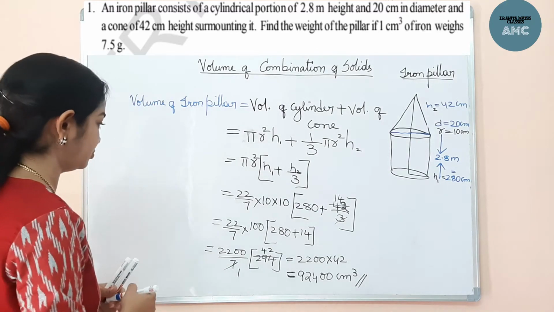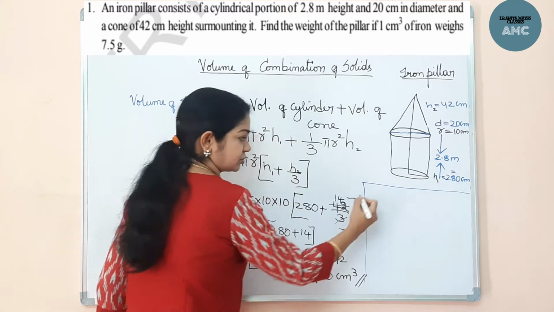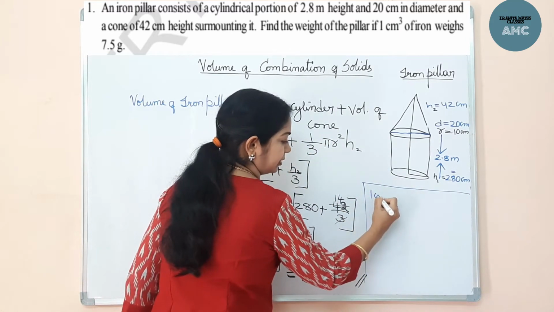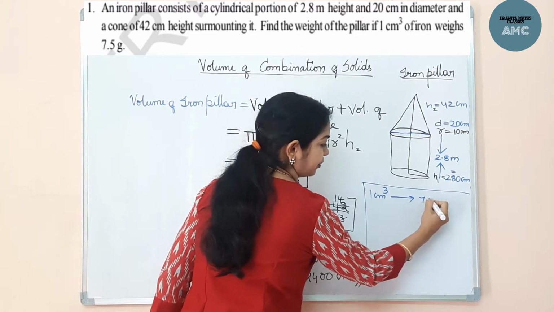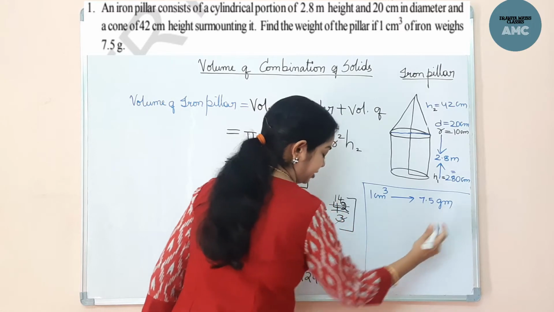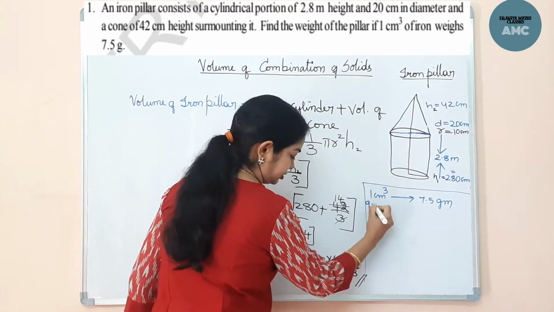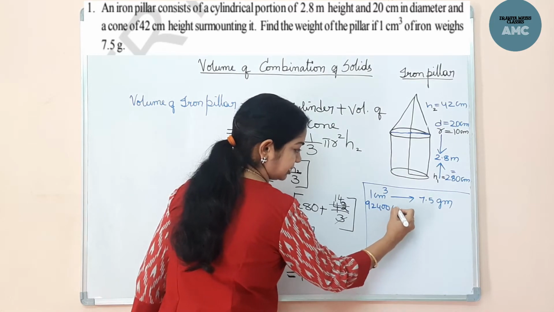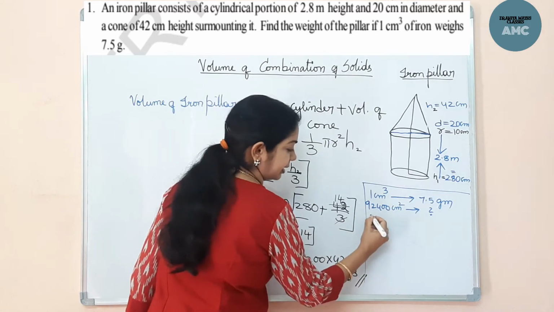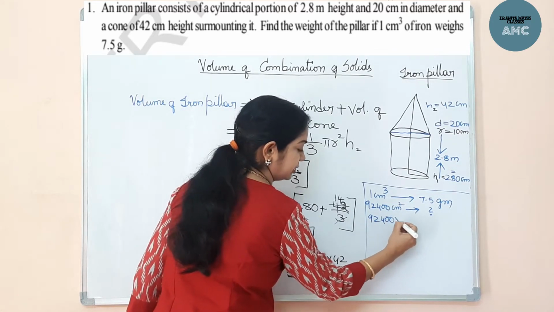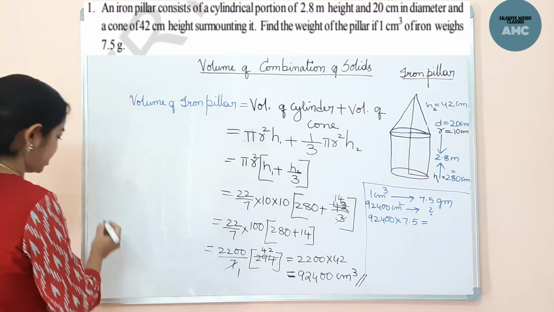Like that also I will do it here. So for 1 cubic centimeter, it weighs 7.5 grams. Now we got this much: the volume of the iron pillar is 92400 centimeter cube. So how many grams do we have to find? Just simply multiply 92400 into 7.5. Let me do this rough part here.